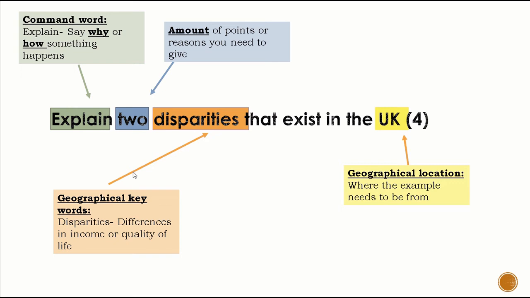And we've looked at two main differences. The key word is disparity, so your difference in income or quality of life. And your focus here is the UK for our geographical location. In paper 2 of the exam, the whole paper is about UK geography. So you will always be needing to give examples from the UK.